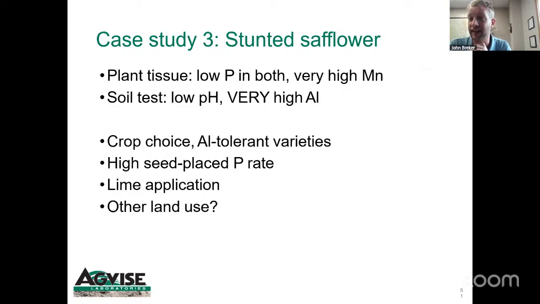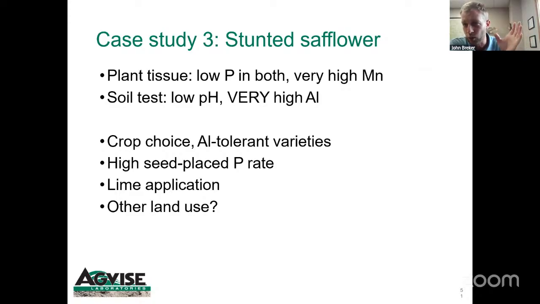Safflower, we found out that it is a very, very sensitive crop to low pHs. Another possible option is placing a high rate of seed placed P. This has been a strategy used in the southern Great Plains where they also have a lack of lime. In Montana, they've been doing some work with this as well on these troublesome acidic soils. And they'll apply like 40 pounds per acre of P2O5 in furrow.